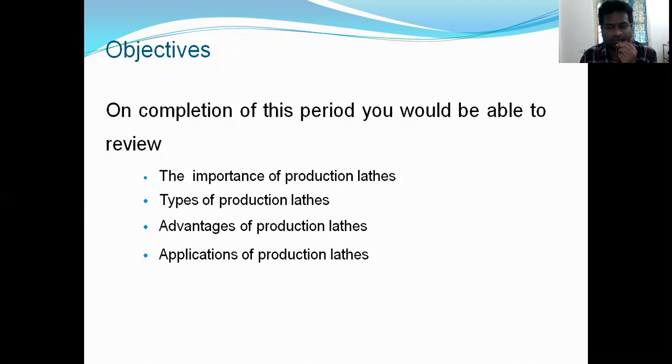So what we are going to learn now is the importance of production lathes and types of production lathes. We already know the types of production lathes. We don't know some of the advantages, which will be collected now for all the production lathes, along with the advantages and applications of production lathes.